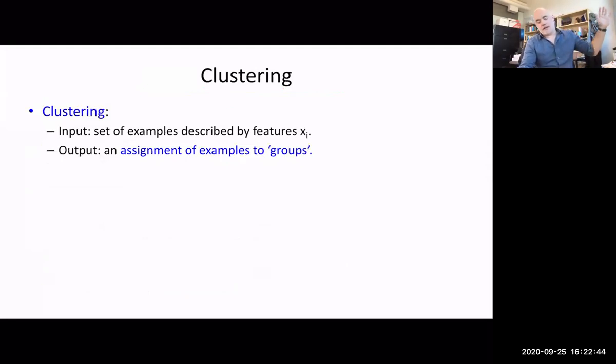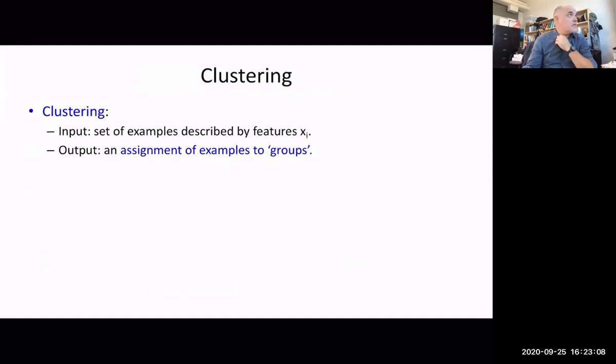Okay, so clustering, that's what we're gonna do, all right? Here's the problem setup. You get as input a set of examples described by features xi. Basically, you get a bunch of feature vectors, right? Like usual. And the output is an assignment of examples to groups. Okay, and that's a little bit subtle. It's more subtle than you think until you start really thinking about it.